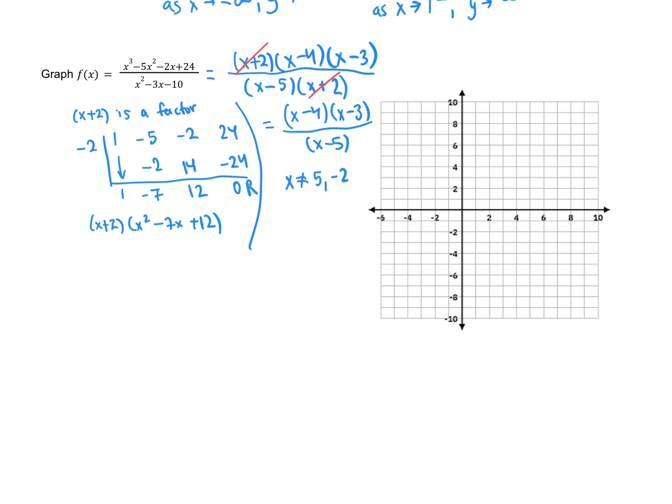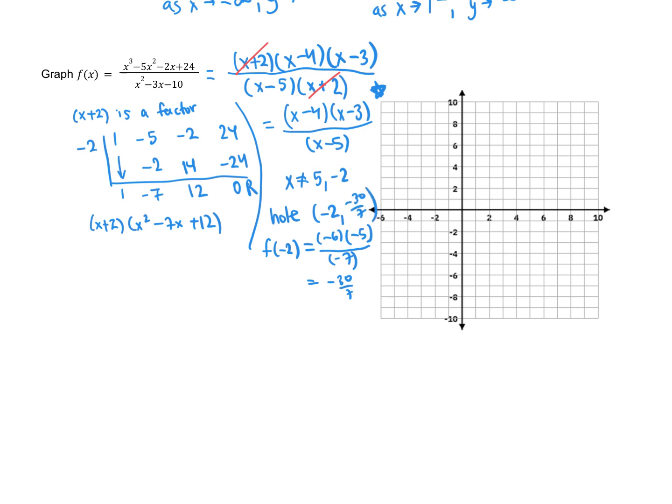So since I mentioned it, I will calculate the hole first. I know it's going to be negative 2 comma something. So let's figure out that y coordinate by plugging in negative 2 into the simplified equation. So negative 2 minus 4 is negative 6. Negative 2 minus 3 is negative 5. Negative 2 minus 5 is negative 7. So that's going to be 30 over negative 7, or negative 30 over 7.